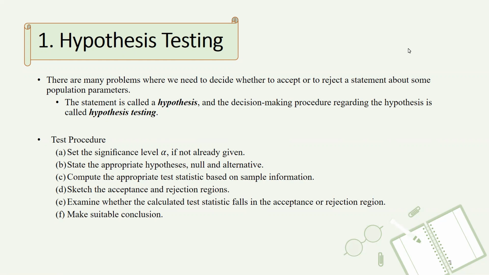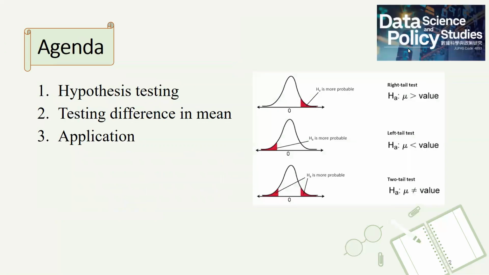Fourth, sketch the acceptance and rejection regions. Sketching here means the picture in the previous slide. So here on the right-hand side, you can see, depending on whether you want to do a right tail test, left tail test, or two tail test, then your acceptance and your rejection region would be different. So if you only want to test whether your value is equal to the population value or not, then either bigger or smaller than the population value means it's not equal. In that case, we are going to use the two-tail test, which is the one at the bottom.